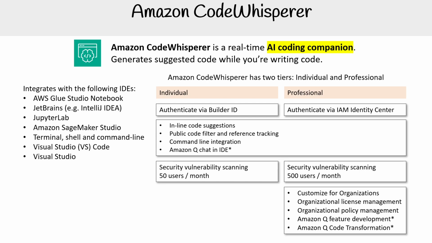And then professional has customizations for organizations, organizational license management, organizational policy management, Amazon Q feature development, Amazon Q code transformations. See those asterisks? Those are things that might be taken away in the future. I don't know, but currently they say that these are available.